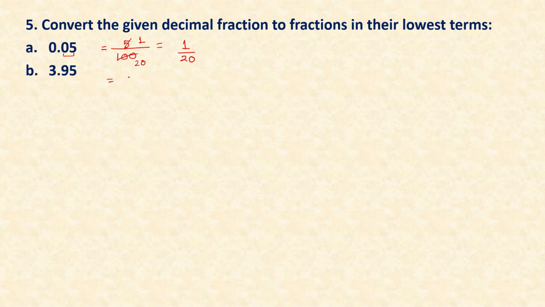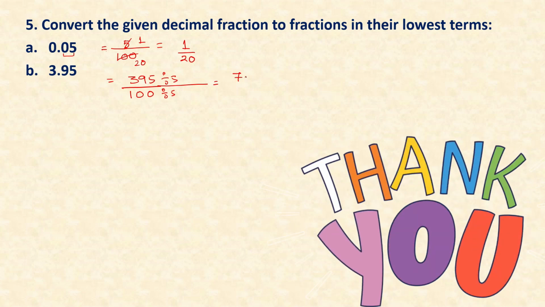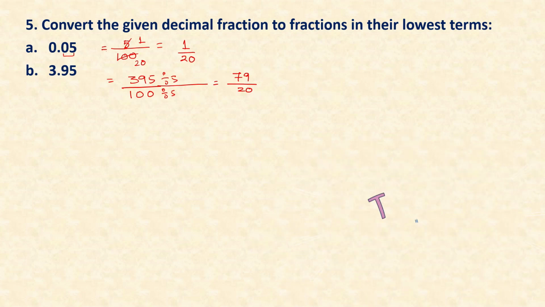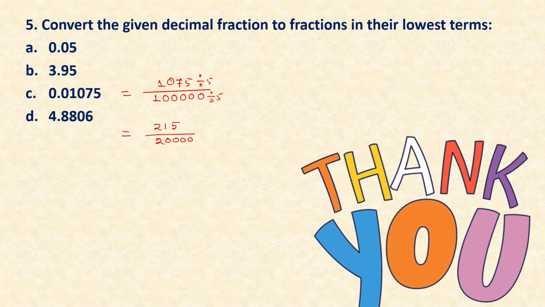3.95. I can write 395 in the numerator, and as I can see there are 2 decimal places, I can write 1 and 2 zeros, that is 100. From this we know that it can be divided by 5, both numerator and denominator. So let us divide this. Once I divide, this will be 79 divided by 20. So this is the answer, 79 divided by 20. Solve the next question as homework.